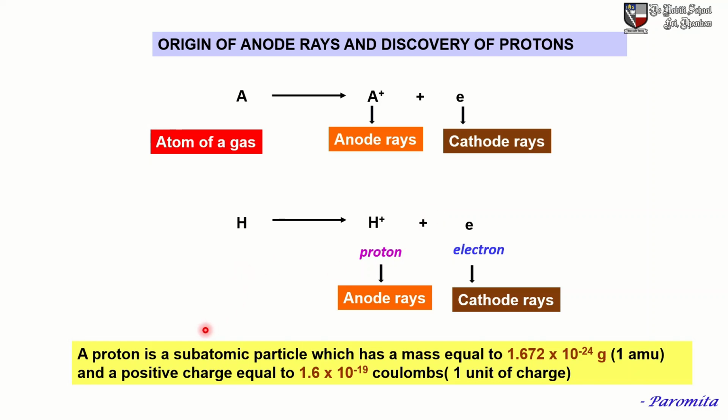So how can we define a proton? A proton is a subatomic particle which has a mass equal to 1.672 × 10^-24 gram and a positive charge equal to 1.6 × 10^-19 coulombs, that is, one unit charge.